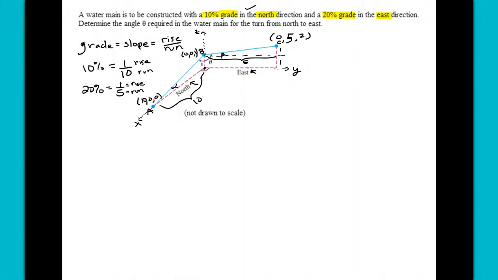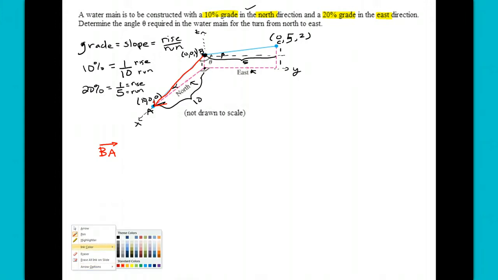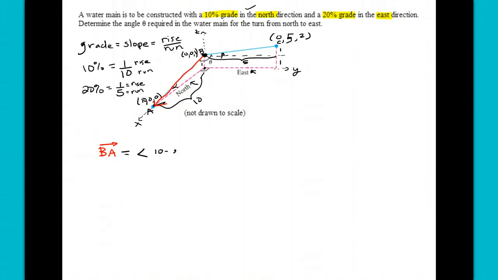We need to get vectors and then the angle between the vectors. Taking point B as our anchor, let's get the vector that goes from B to A. Draw it in red here. The vector from B to A would be A's coordinates minus B's coordinates for the i, j, and k components. So we take 10 minus 0, and 0 minus 0, and 0 minus 1. And what we get out is the vector 10, 0, negative 1.